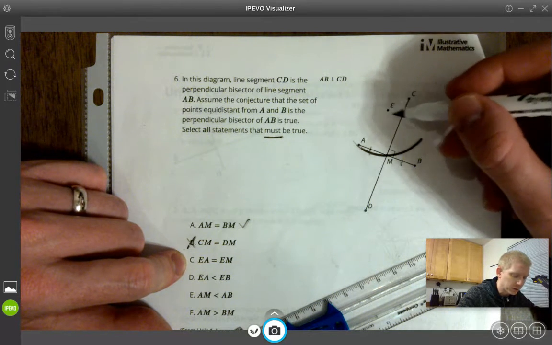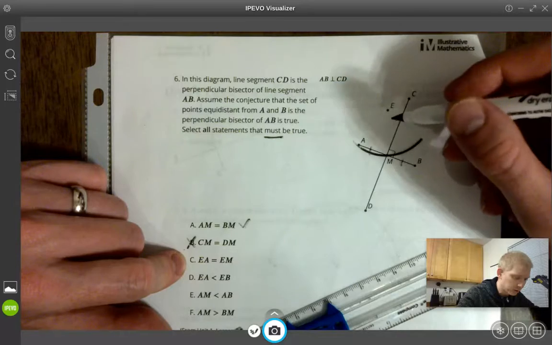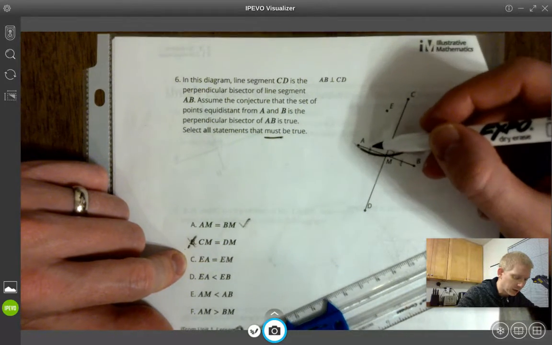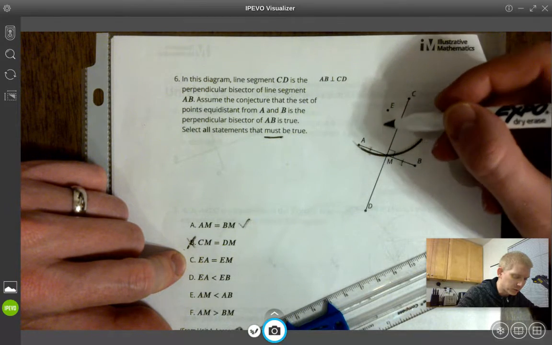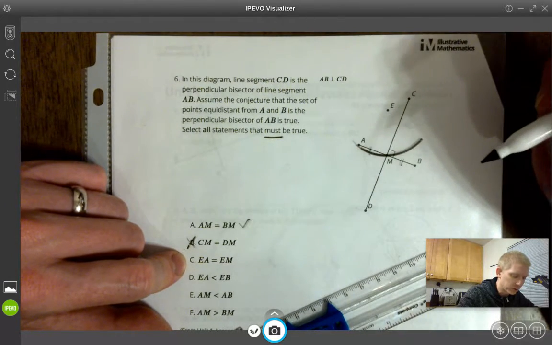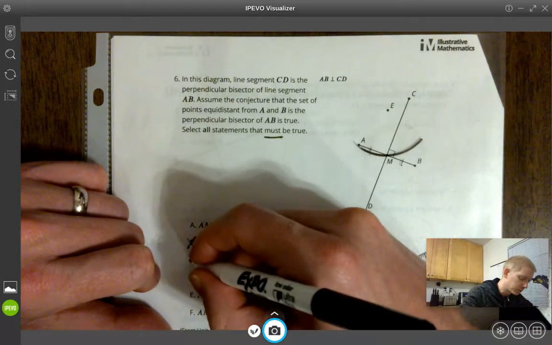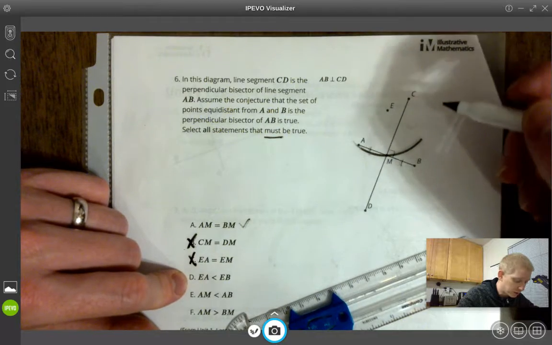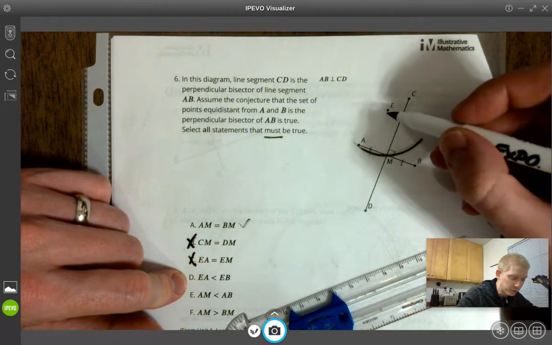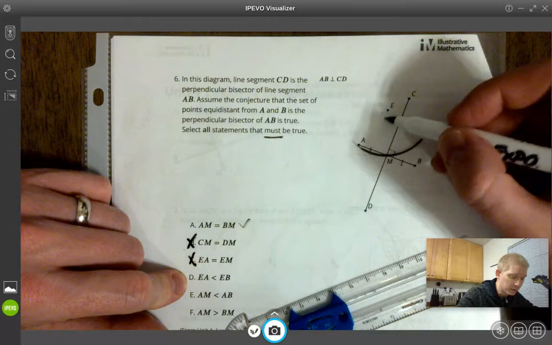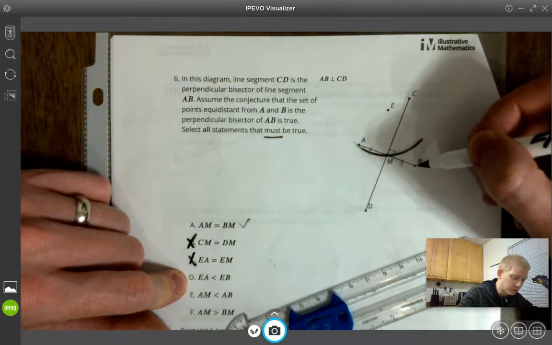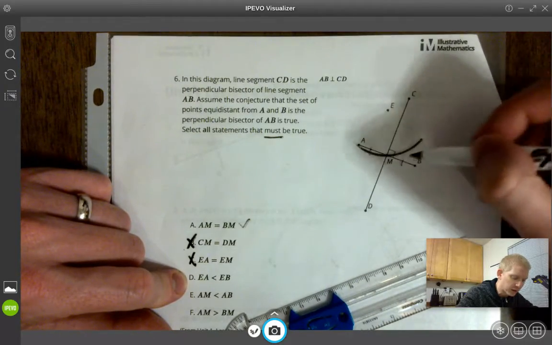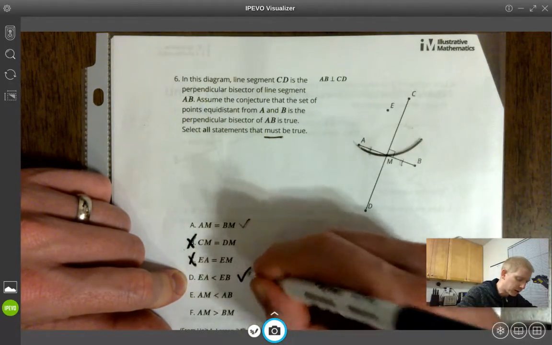So the fact that it's on this side of the perpendicular bisector means that basically it would have had to be exactly halfway in between, but we don't know for sure exactly where point E is. So we'd say this one doesn't have to be true. EA is less than EB. This one for sure has to be true because E is over on this side of the perpendicular bisector and B is all the way over here. Okay, so B is on the outside of the circle that we could make here. That for sure has to be true.